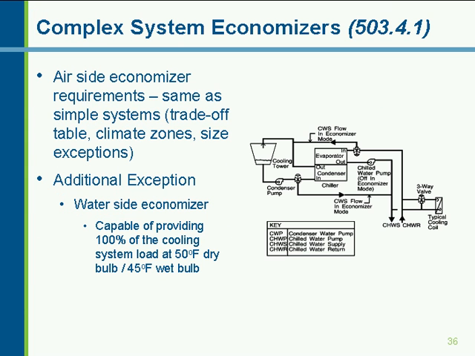There are economizer requirements for complex systems. In general, they're very similar to the economizer requirements for simple systems that we just discussed. The airside requirements are pretty much the same. It includes a trade-off exception, requirements based on climate zones, and size of equipment exception, same tables that we use for the simple systems. There is one additional exception. If you provide a water-side economizer that's capable of providing 100% of the cooling system load at 50-degree dry bulb, 45-degree wet bulb temperatures, then you're exempt from the airside economizer requirements.